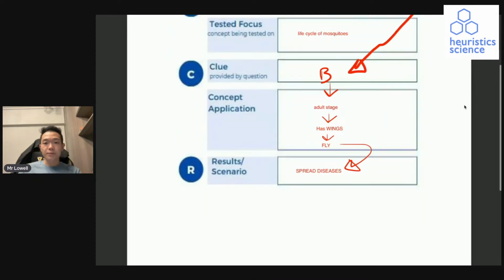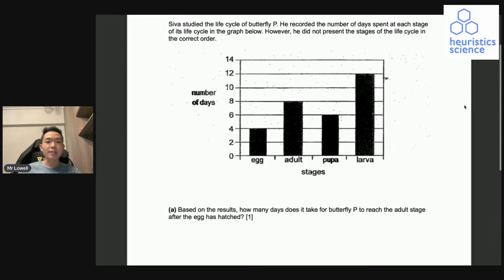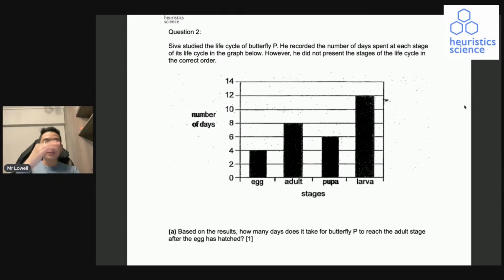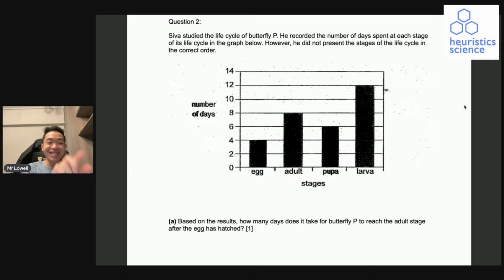Okay, moving on. I missed 3 questions. 1 more question later. Okay. Question number 2. I'll give you guys 20 seconds to read. Okay, read through this one first. Analyze the graph for me. Then I'm going to go through. Once you're done reading, answer part A for me. 1 mark only. Very simple.